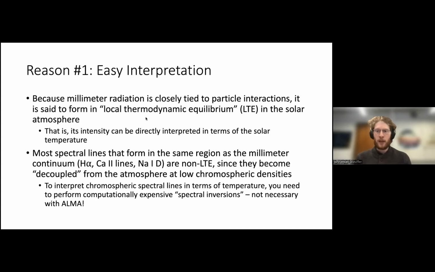So properly interpreting those spectral lines requires performing a lot of really complicated non-LTE radiative transfer calculations many times in order to fit a model atmosphere to your data in a process that's called spectral inversion. But with ALMA, you can just convert the intensity that you measure from intensity units like Joule per beam into Kelvin using the Planck function, and you're essentially done.